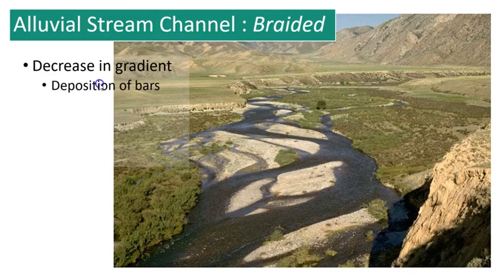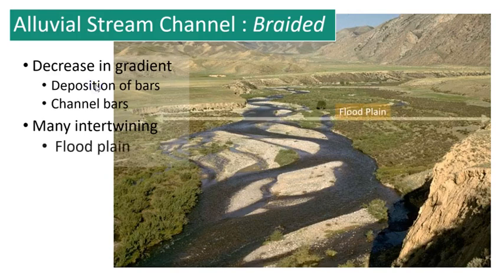The bars in the middle of the channel, called channel bars, act as obstacles to stream flow, forcing the water to flow around them and creating the many intertwining channels that typify a braided stream channel. The lateral flow of these streams erodes out a narrow floodplain.